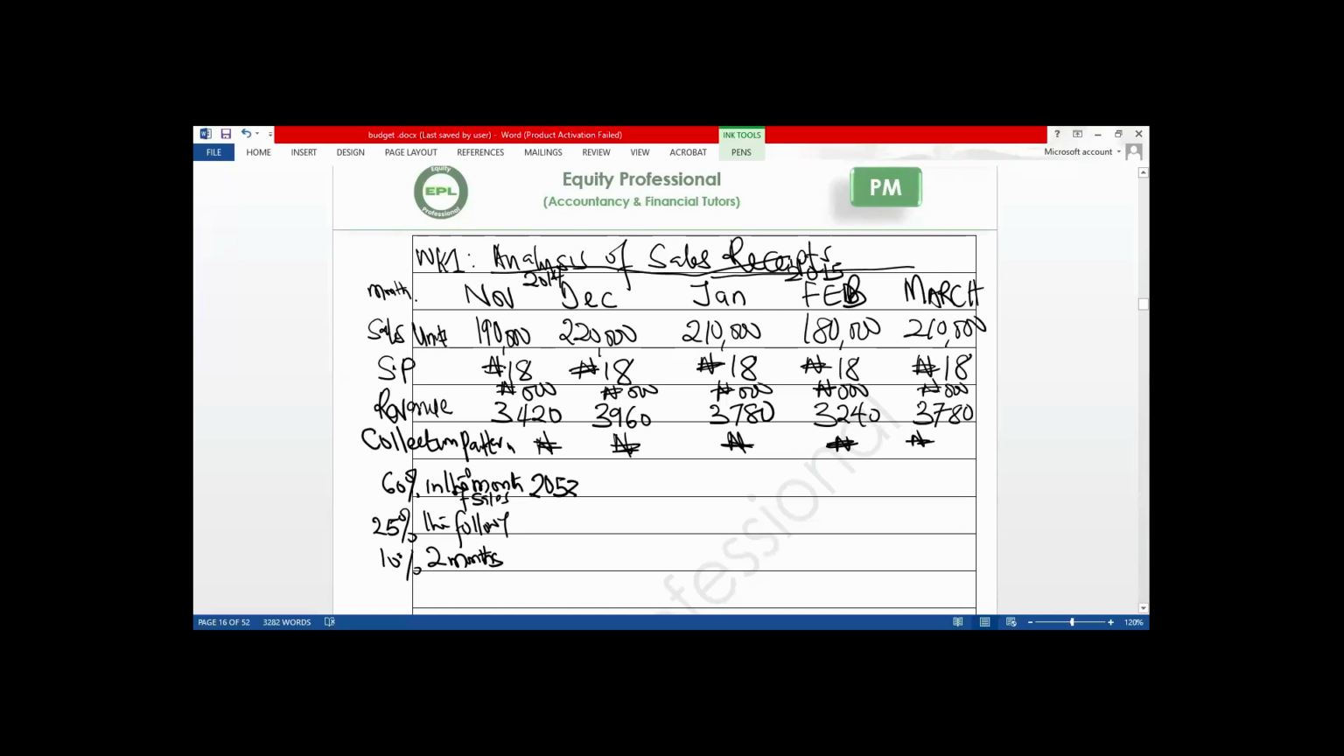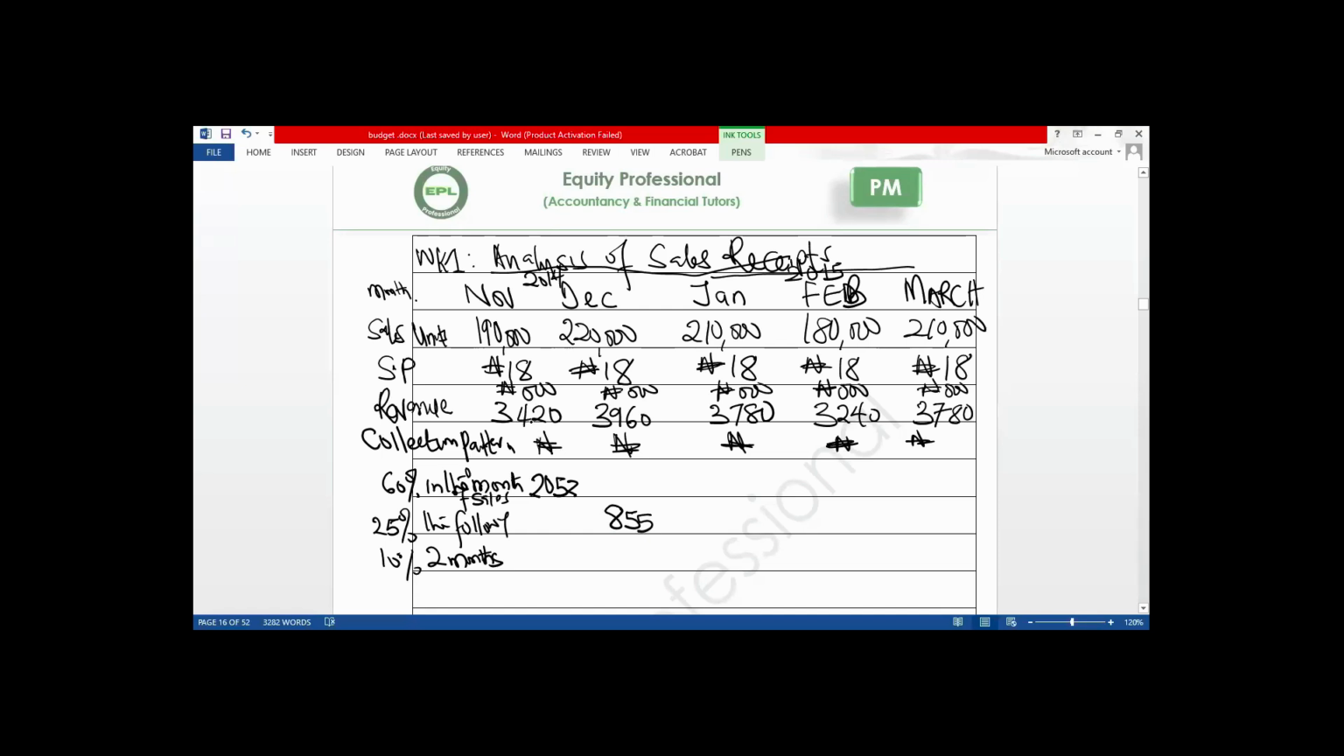Look at the following month. After November, the following month is what? December. In December, we are going to collect 25% of November sales. Compute 25% of 3,420. 855. We are going to collect that in December. You observe that I place it under December.